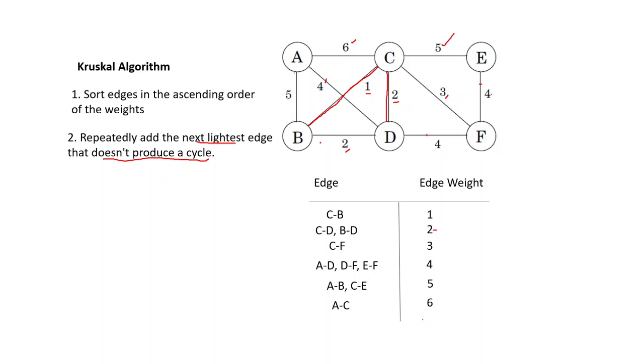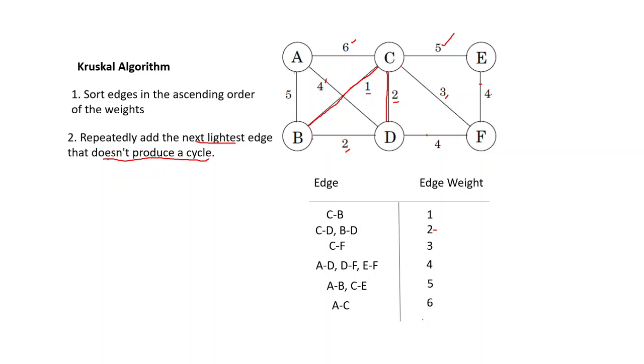Now before you add BD, you have to check that if you add BD, it does not produce a cycle. A cycle is like this. Say ABD is a cycle. These three nodes are connected to each other and this also forms a cycle. Again, ABDC is also a cycle.